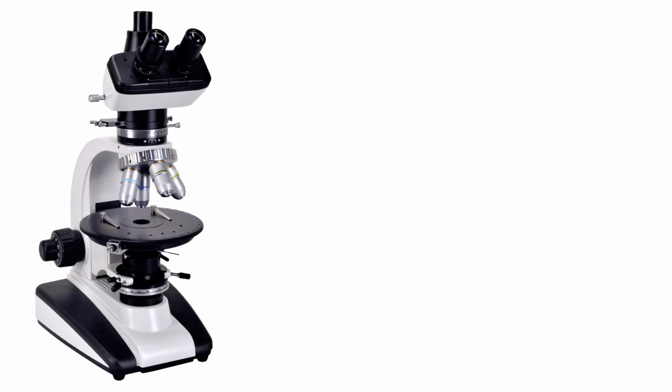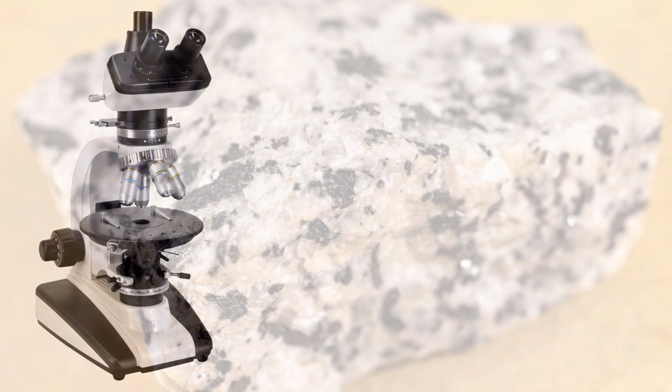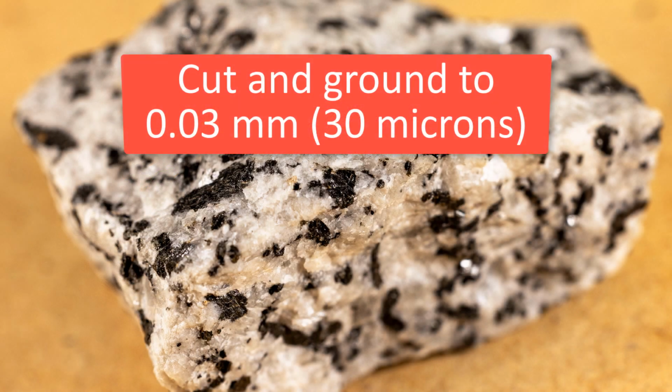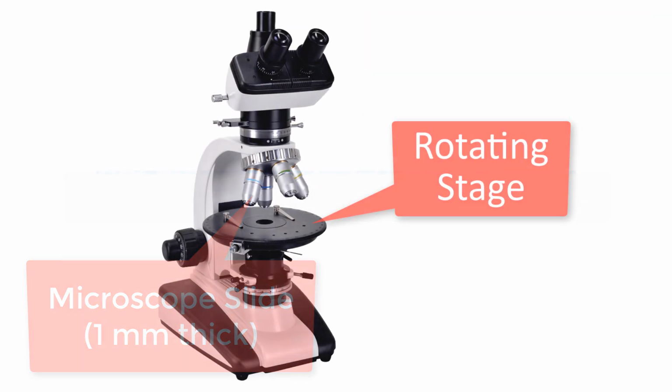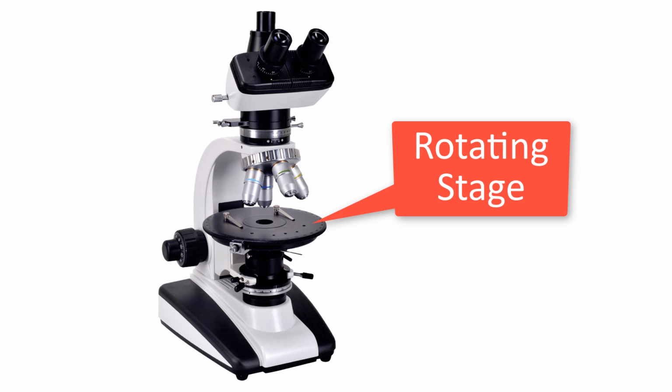Observing a rock under a petrographic microscope requires creating a thin section. Scientists create thin sections by first cutting and then grinding a piece of rock to 0.03 millimeters thick, which is 30 microns or 30 millionths of a meter. The thin section, which is glued to a slide, is then placed on the microscope's stage. The stage can rotate, which is a critical feature of any petrographic microscope.